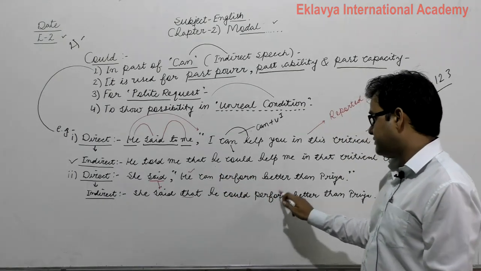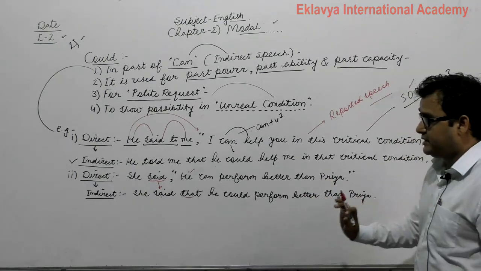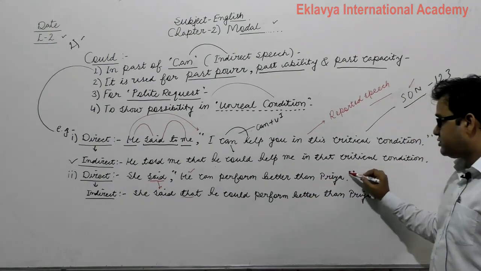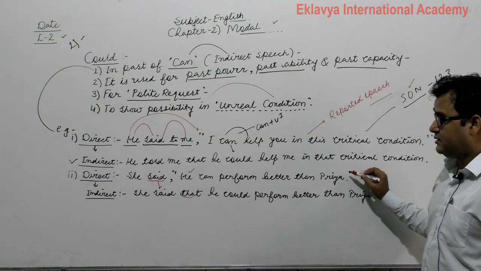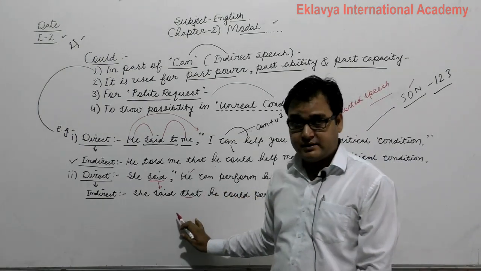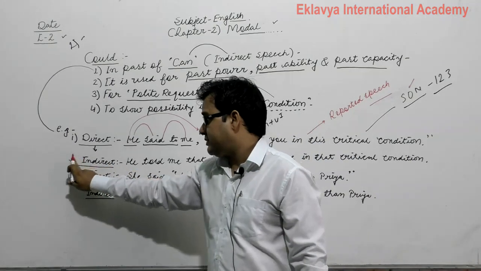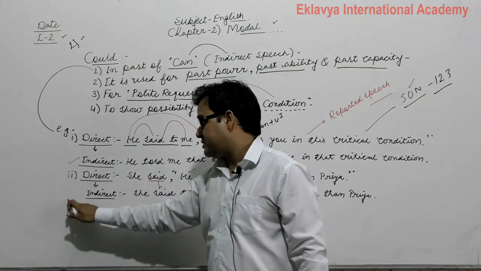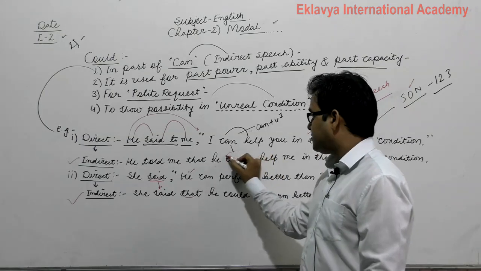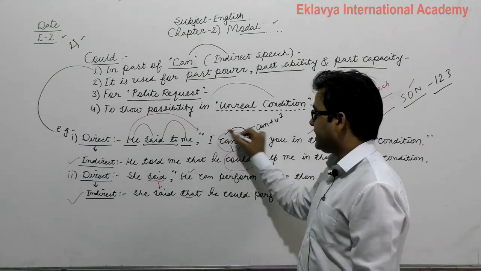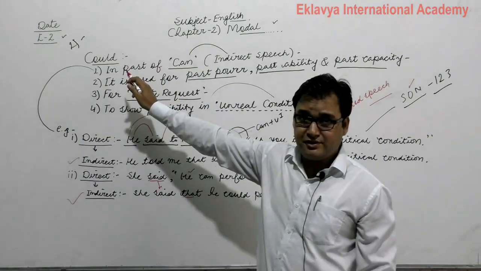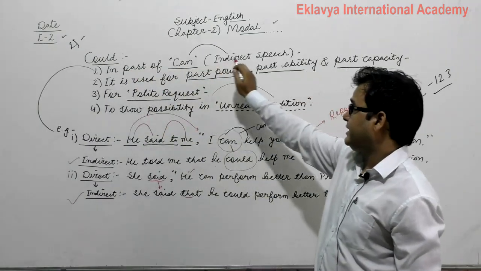First one will remain as first form. Better than Priya, better than Priya. Is it clear? And you have to remove the inverted commas, basically just after using the conjunction in indirect speech. So generally it has to be clear that if there is a matter of indirect speech, then we'll use could model instead of can. Is that clear? So that's why the point number first speaks about the past of can in indirect speech.